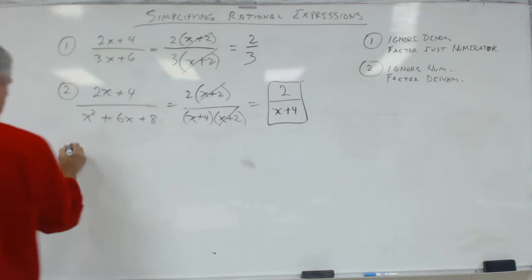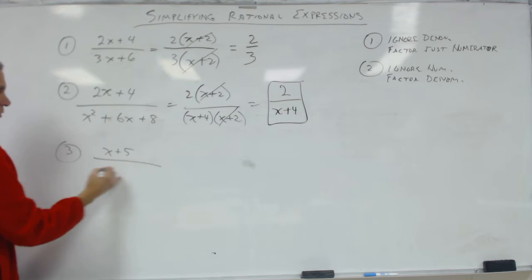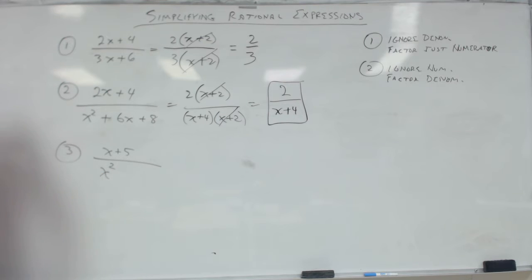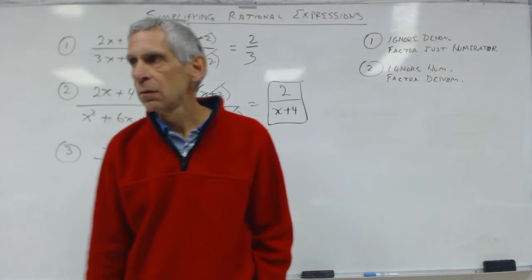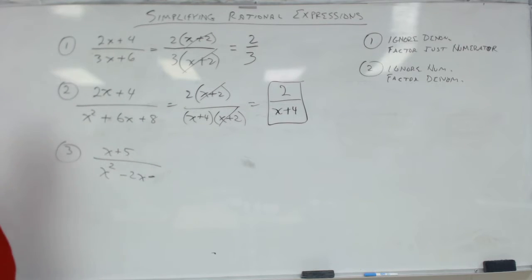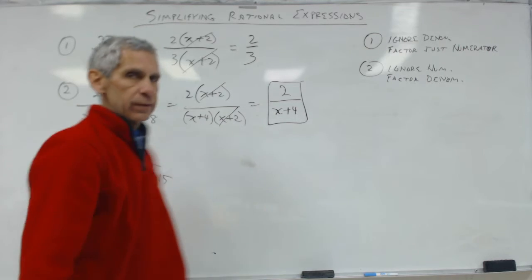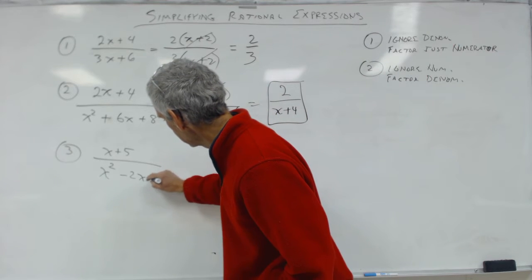Okay, 3. What if I gave you x plus 5 over x squared minus 2x minus 15? Wait a minute, hang on, no, sorry, wrong one. Minus 2x minus 15. I think that works. Sometimes it's tricky making these up on the spot, but I'm trying.